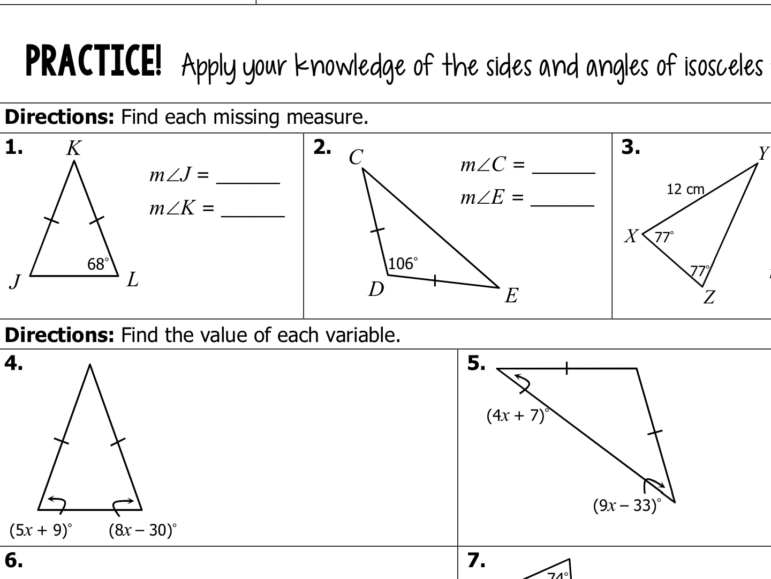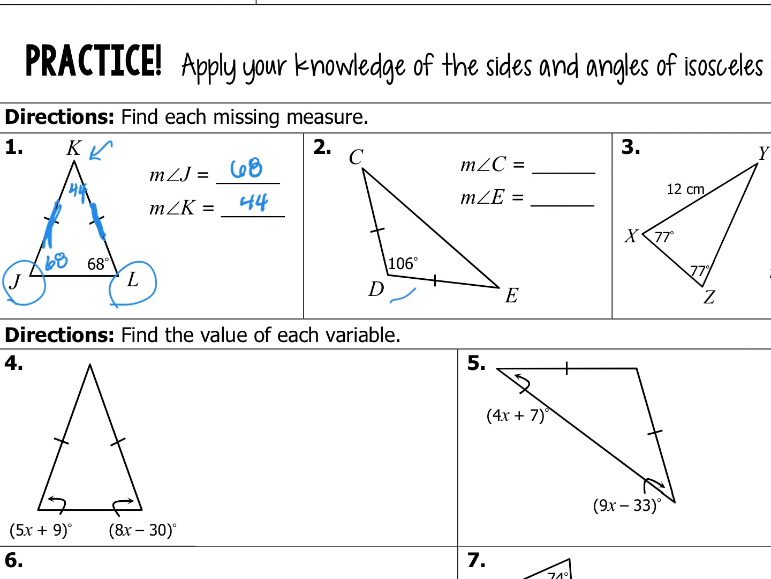So like in example 1, I see that these two legs are congruent, which means the base angles are congruent. So that means if L is 68, then J is 68. And then to find our vertex, we know all three angles add up to 180. So 180 minus 68 would give us angle K. And that's going to give you 44.